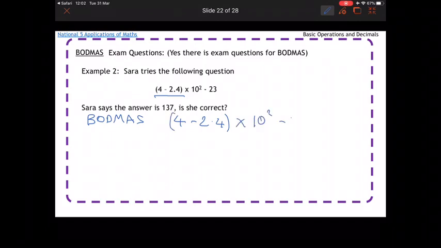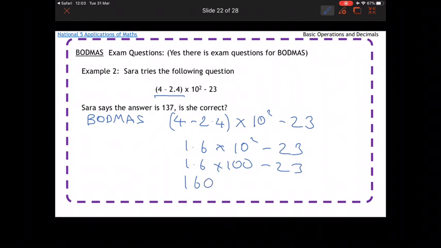As I said, I'm going to do the brackets first. So I'm going to do 4 take away 2.4. Pretty straightforward. Just need to lay it out: 1.6. So that's the B done. The next thing is the O, which stands for of, or it's basically the power, depending on what you call it. Anyway, it is the power. So it's 10 squared. Remember, it's 10 times 10, not 10 times 2. It's 10 times 10, which is 100.